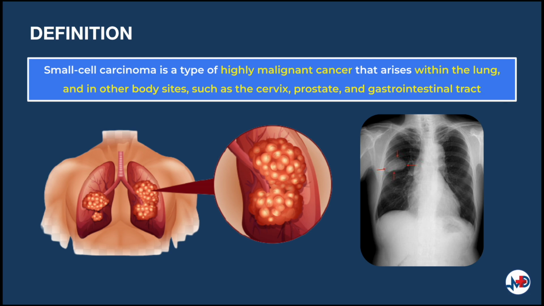Small cell lung carcinoma is a type of highly malignant cancer that most commonly arises within the lungs, and although it can occasionally arise in other body sites such as cervix, prostate, and gastrointestinal tract, small cell lung carcinoma has a shorter doubling time, higher growth fraction, and earlier development of metastasis.